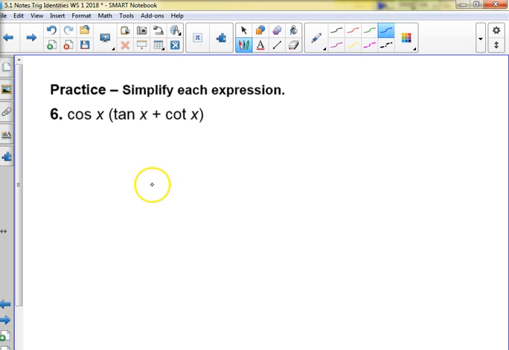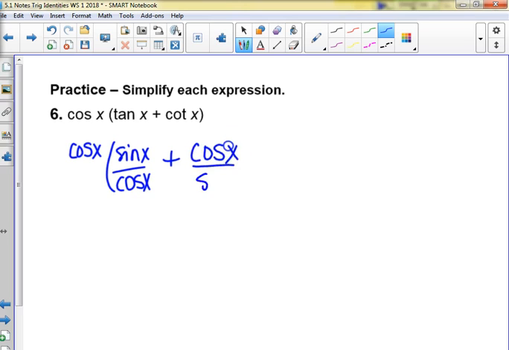Switch things to sines and cosines together again? So we have a cosine x. Do you want to distribute now or later? You want to wait? What's in the parenthesis? What's tangent going to be? And 1 over cotangent isn't going to get us very far. But sine over cosine would be good. Plus this would be cosine over sine.